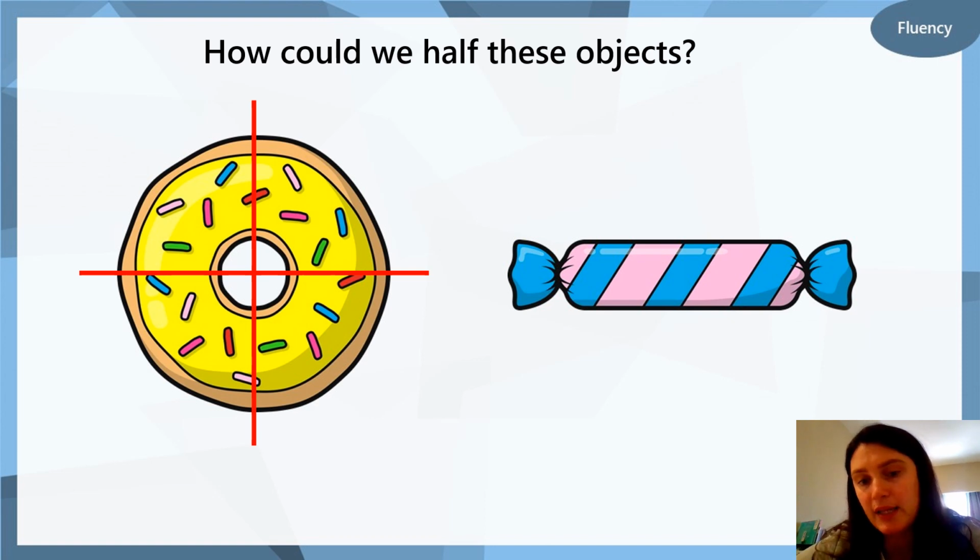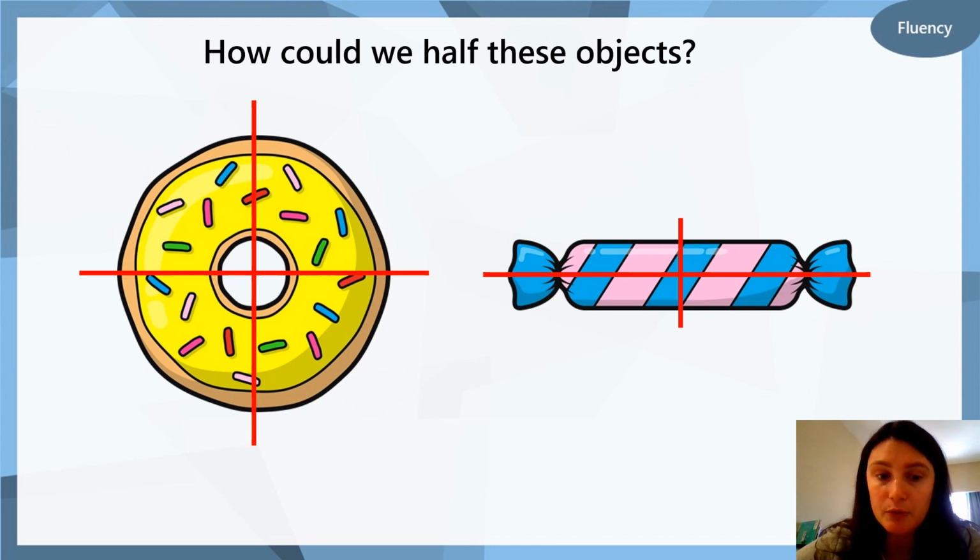How about the sweet, the candy? What do you think about the candy? How could we half it? Have a look. If you half it down, is that going to make half? Or if you half it across, will that make half? The answer is we can do it both ways.